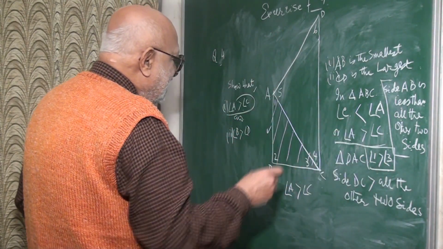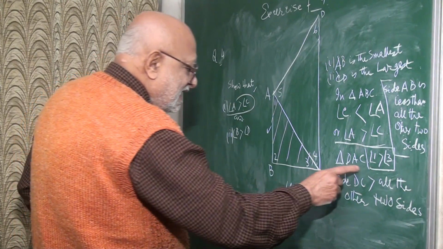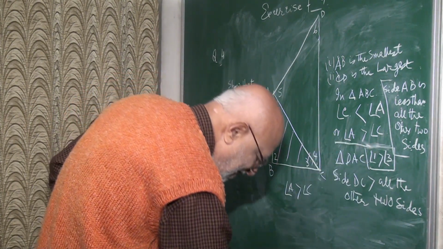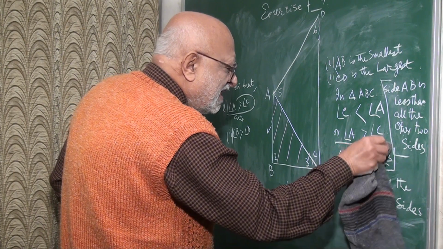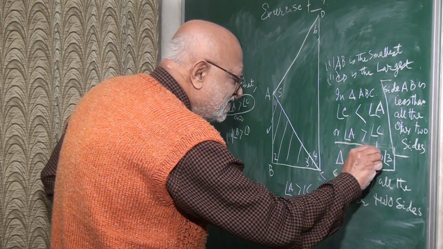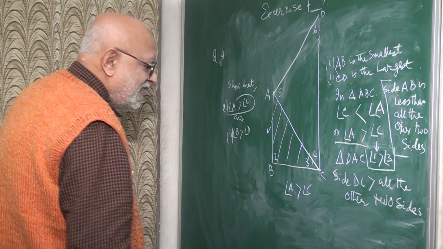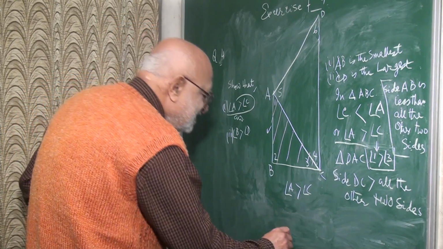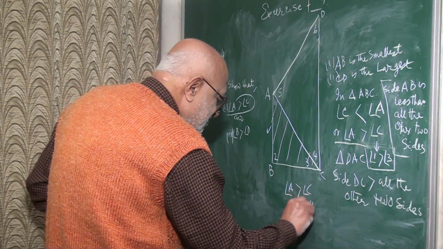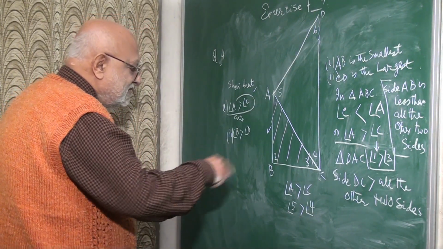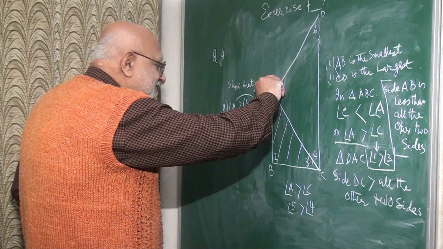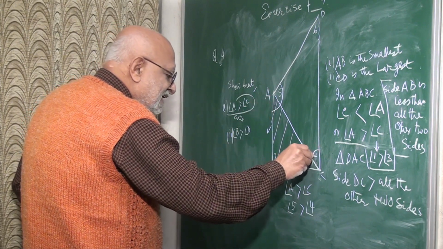Remember, this is from triangle ABC. Now from the other side, angle ADC, this is part of this. I don't want to create confusion, so let us say this is the same as this one. So here angle 5 is greater than angle 4. Because it has given the total thing, the angle A means the whole angle here. So this is angle A and this is angle C.